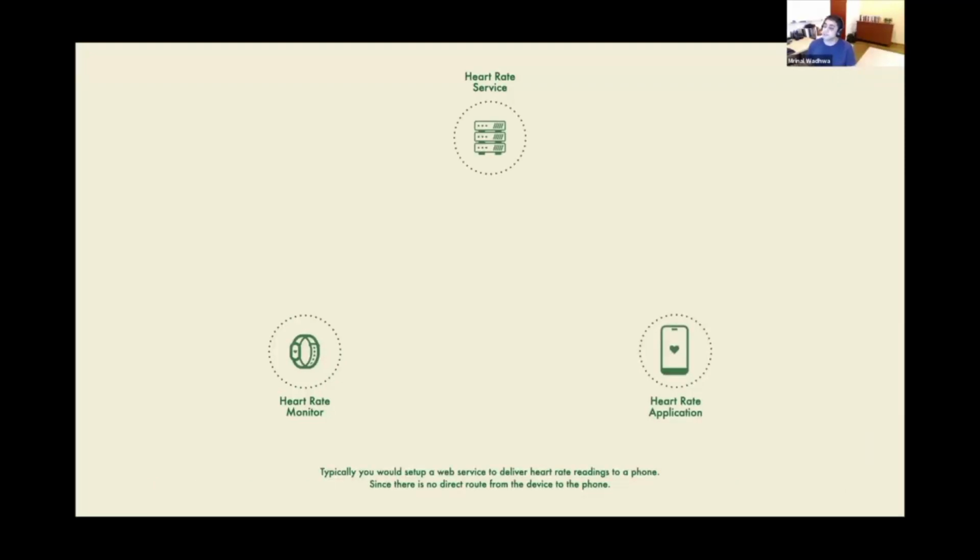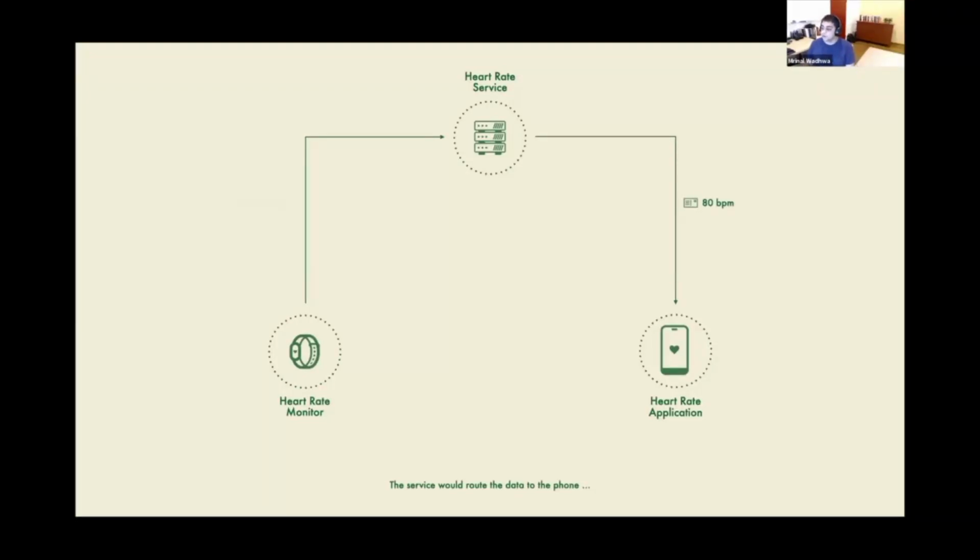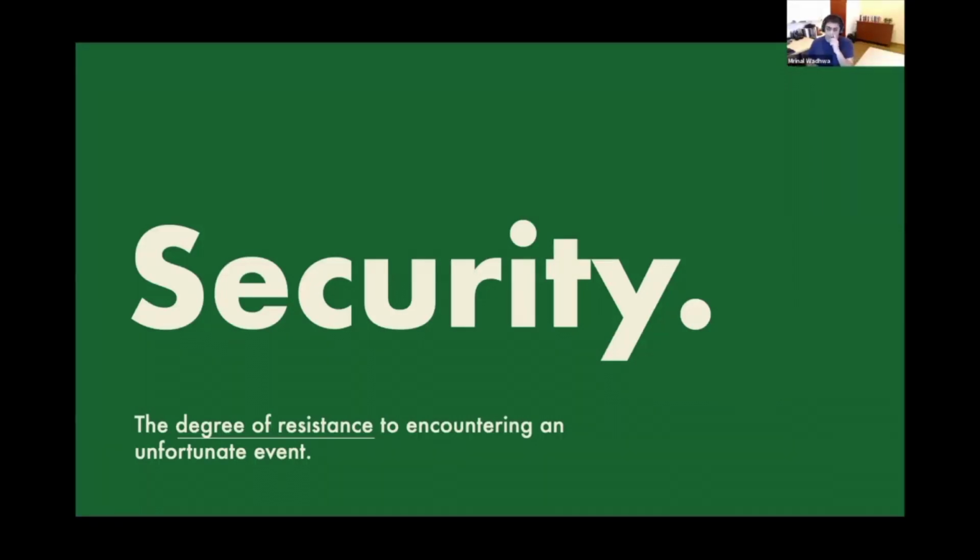A typical architecture would be, because both this wearable device and my phone are never acting as servers on the internet, that there will be some kind of intermediary service, let's call it the heart rate service. The monitor would send the data to the service, and the service would then forward that data over to the heart rate application. In case my phone is offline, maybe I'm out of reach or signal, the heart rate service can also cache this data and send it to me later. So that's a pretty typical architecture in IoT systems.